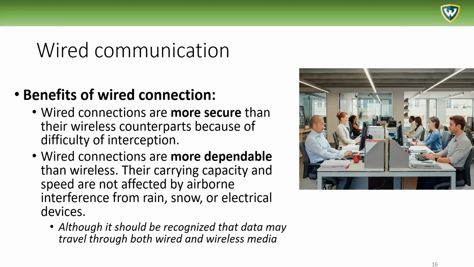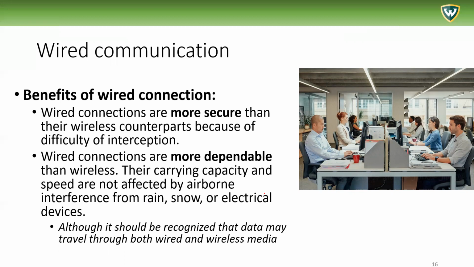Wired connections are generally more dependable than wireless for similar reasons. Their carrying capacity and speed are not affected by airborne interference from rain, snow, or electrical devices. Now, of course, the wireless device in your own house may also be protected from rain, snow, or other airborne interference. But outside of your house, where the communication needs to go if you want to access other computers outside of your home, this is not the case.